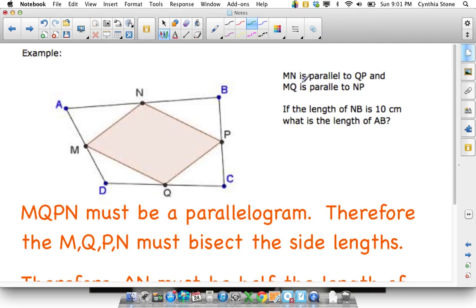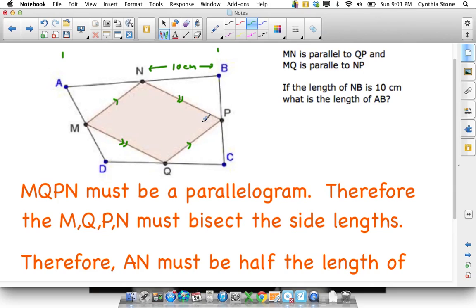I'm given the information that MN is parallel to QP. So in other words, I've got a parallelogram, it looks like here. And it says that MQ is parallel to NP, so these things are all parallel. If NB is 10 centimeters, what is the length of AB, from here to here? Well, a little explanation underneath.